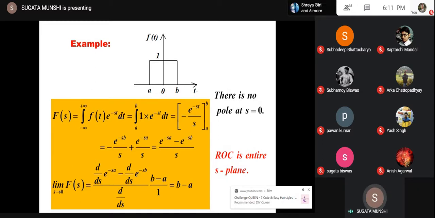So here, apparently, there is a pole at s equal to 0. The limit of F(s) as s tends to 0 in such a condition should be infinite if there is a pole at s equal to 0. So what is the value of the limit as s tends to 0 of F(s)? If you substitute s equal to 0, it is of the form 0 by 0, an indeterminate form. So now you apply L'Hopital's rule. Differentiate the numerator and denominator.